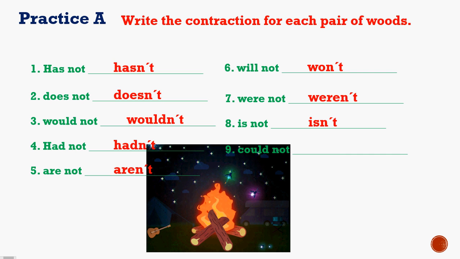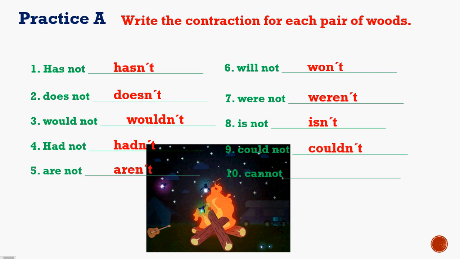Number 9, we have could not. And the answer over here is couldn't. Couldn't. Perfect. The last one, practice A is cannot. Cannot. And the contraction for cannot is can't. Repeat with me. Can't. Perfect, guys. We're going to continue with practice B.